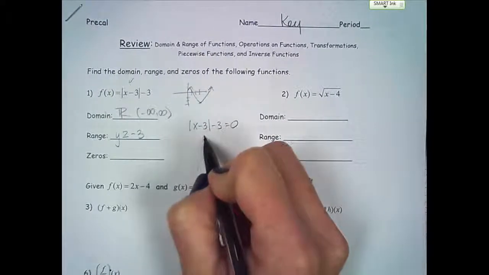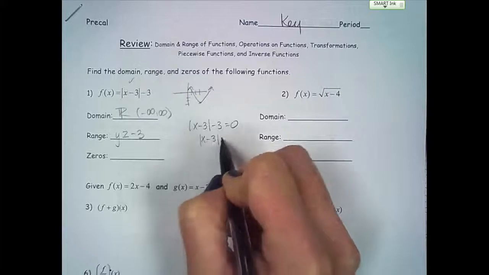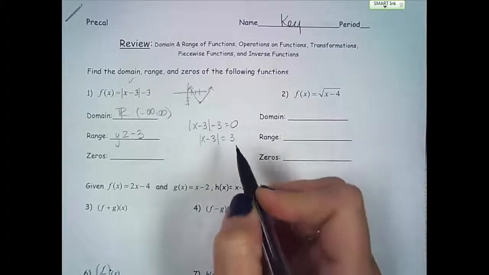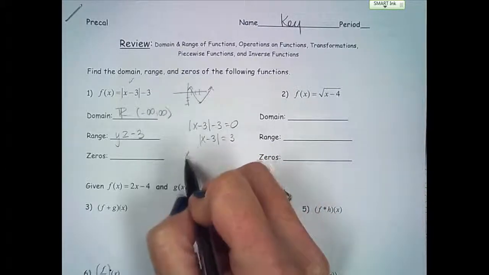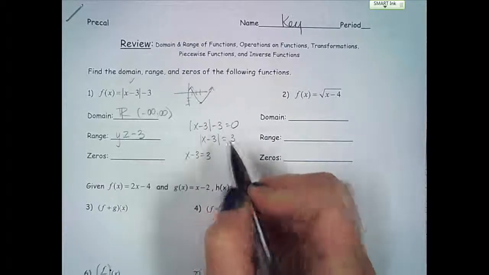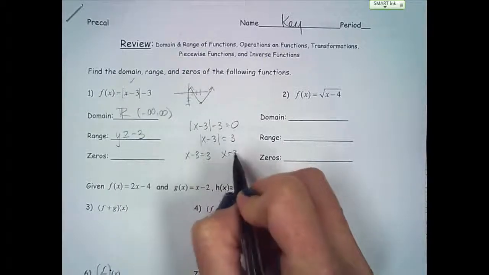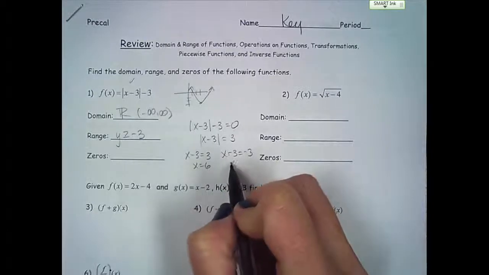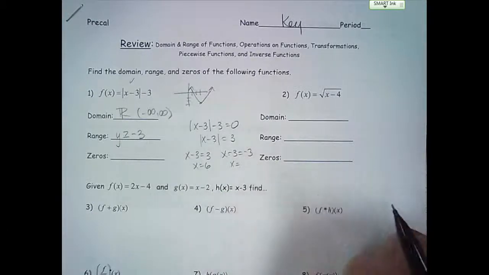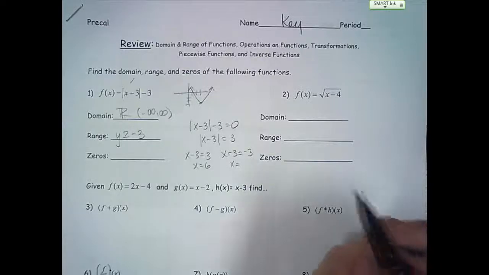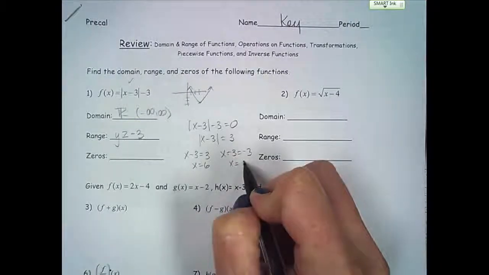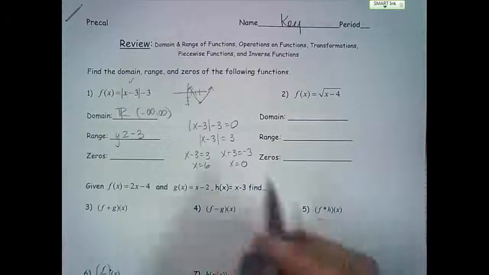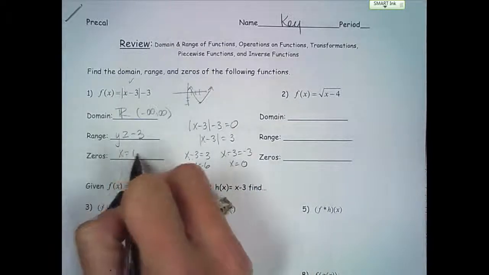Move your 3 over first. Once you get the radical alone, now your two options are x minus 3 could have given us 3, or x minus 3 could have given us negative 3. So therefore x is 6 and x is 0. So these are the two answers. x could be 6 or 0.